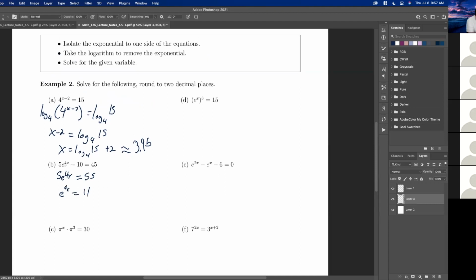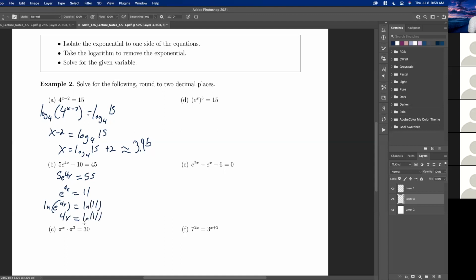So here, all I'm doing is pretending this exponential function is a variable. And then I just move the 10 over, and I'm trying to isolate the variable here. Once I got it to here, then I'm going to take the natural log of both sides. So ln of e to the 4x equals ln of 11. Well, this just means 4x, and this is still just the natural log of 11.